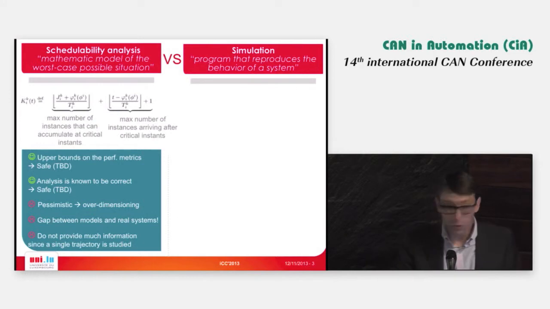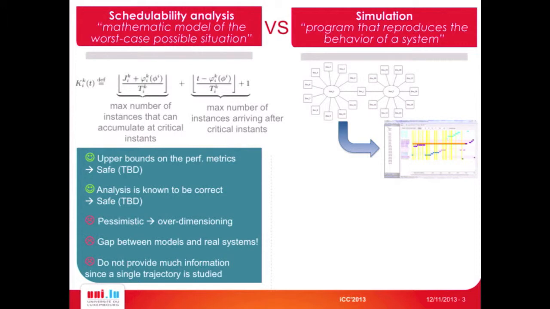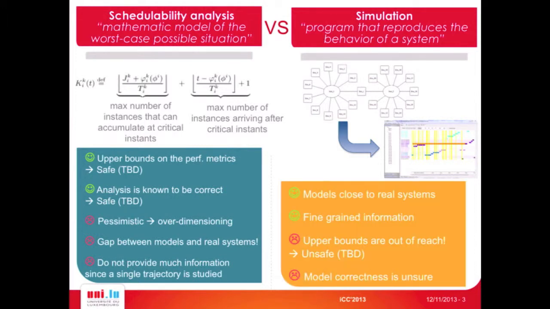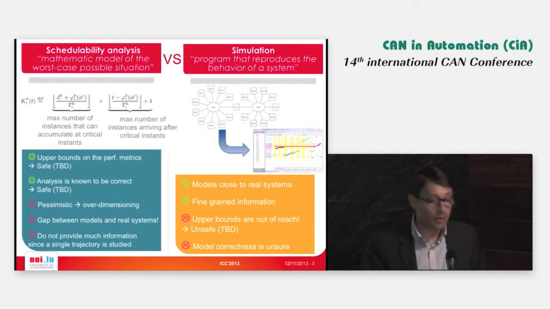Okay. Now let's get to simulation. So simulation is a program that reproduces the functioning of a system. That's a simulator. Well, the advantage of simulation is that the models can be closer to the real system because it's easier to develop. It provides all the information one may want, distributions, whatever.